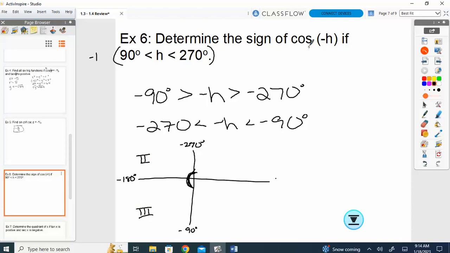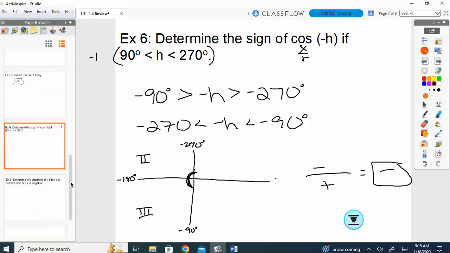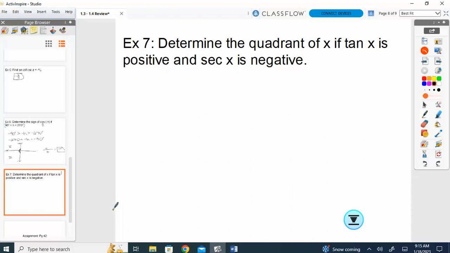What's the definition of cosine? We know r is always positive. In quadrant 2 and quadrant 3, what's true about x? And a negative divided by a positive would give me a negative answer.